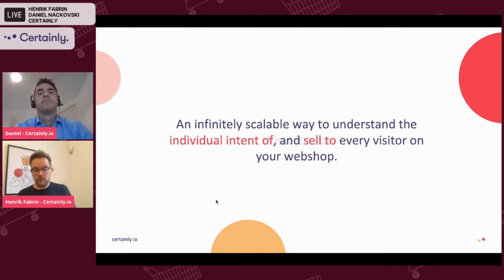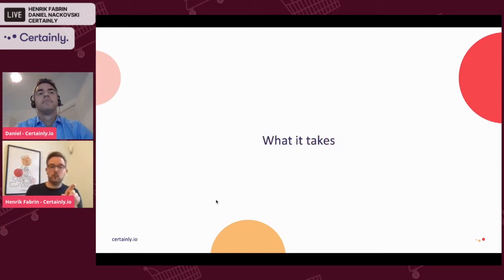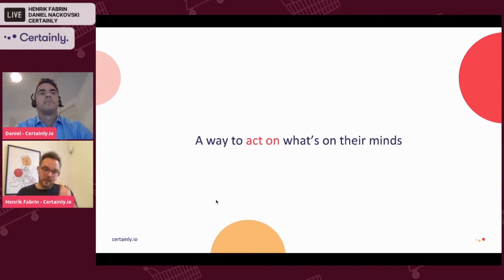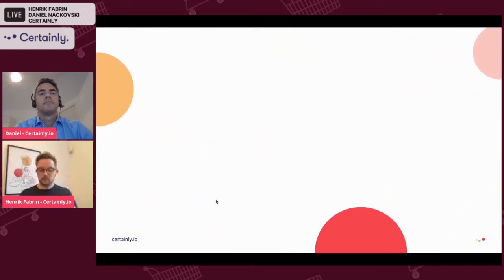It takes a lot. So there are two main things that we need to solve in order to do that. We need to, one, have a way to tap into the minds of the 98% in real time. And then, of course, a way to act on what's on their minds in real time. That sounds fantastic, but the two major challenges that we face today, I'll walk through now.